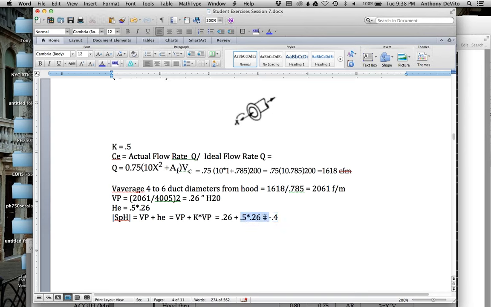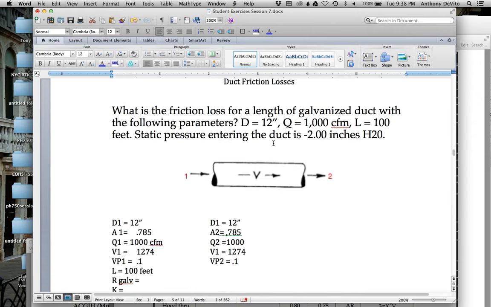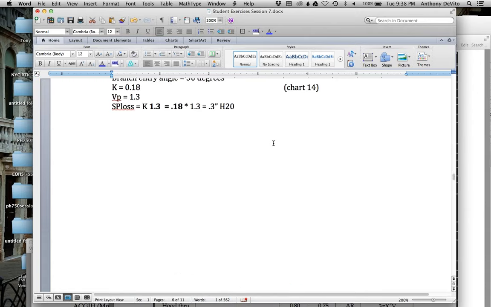In other words, we're calculating it as if the loss is happening going this direction, going into the hood, where really the loss is occurring from behind the hood to the front of the hood. That's where we're losing static pressure. It's a little confusing, but if you try it a few more times, you'll get a feel for how the static pressures change.